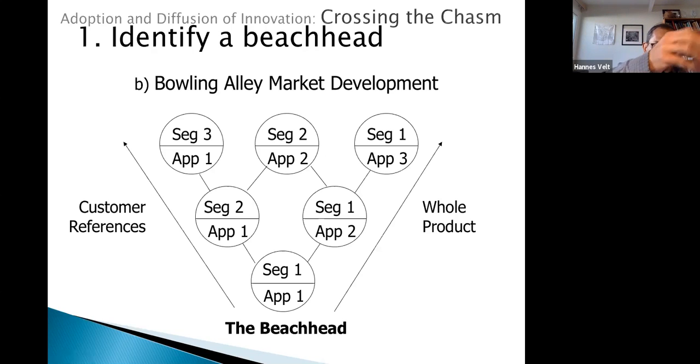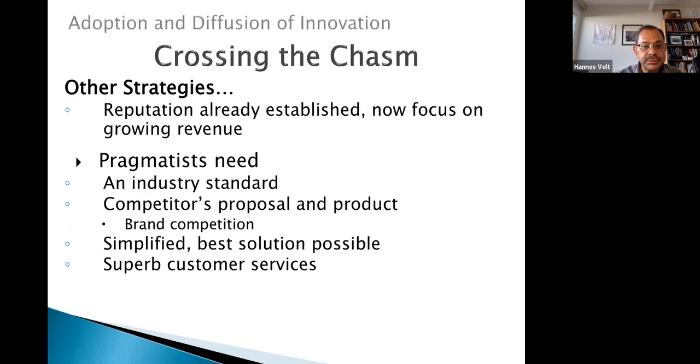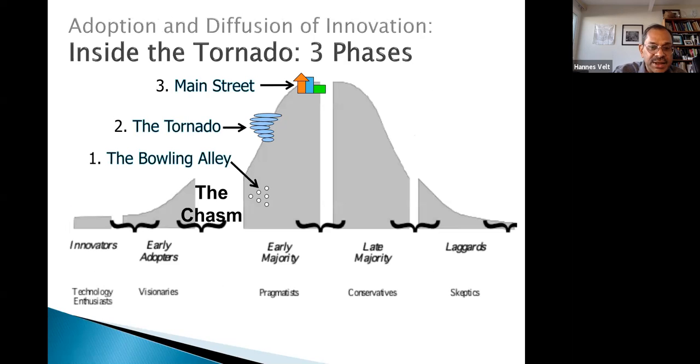Along the left of this diagram, segment 1 provides good references for segment 2. Segment 2 provides good references for segment 3. And then, of course, the customer's needs are not satisfied with just one application or product. So you have to develop other applications and products. And that's how you try to go over to the mainstream market. So this explains, if you get good traction in the bowling alley, you will then get into the growth stage.